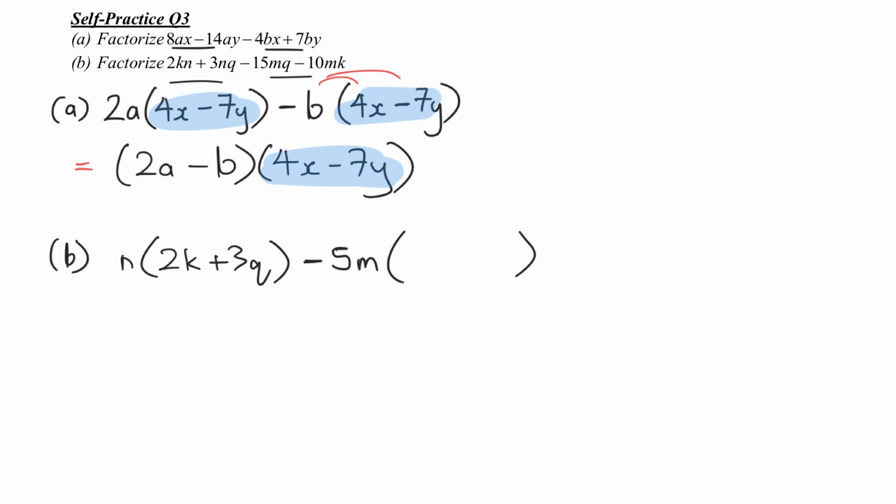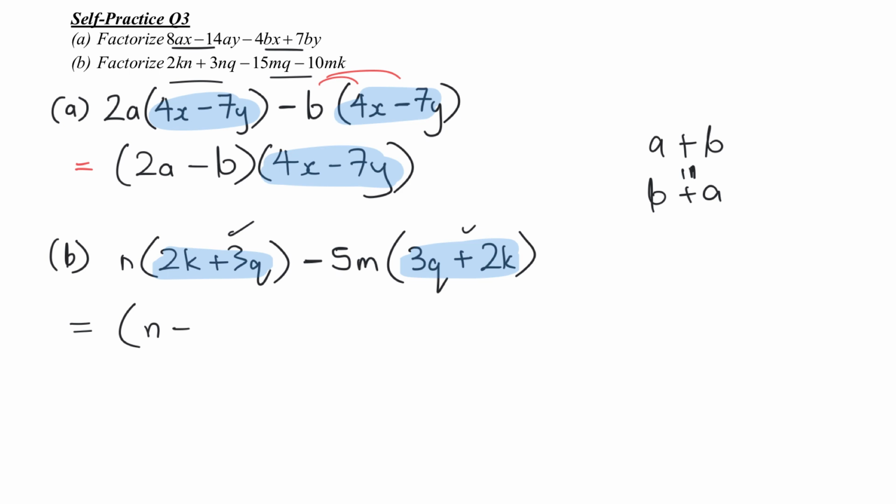I'm going to take out negative 5m. And that leaves us with a positive 3q and positive 2k. Right? Take a quick glance at these two groups here. Are they exactly the same? Yeah. Whether it is 2k plus 3q or I write it as 3q plus 2k, they are the same thing, right? So no problem, same group. And I will conclude with my factorization of n minus 5m multiplied by 2k plus 3q, which was the same common group.